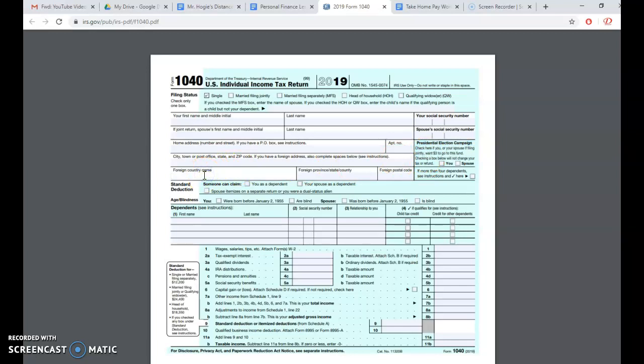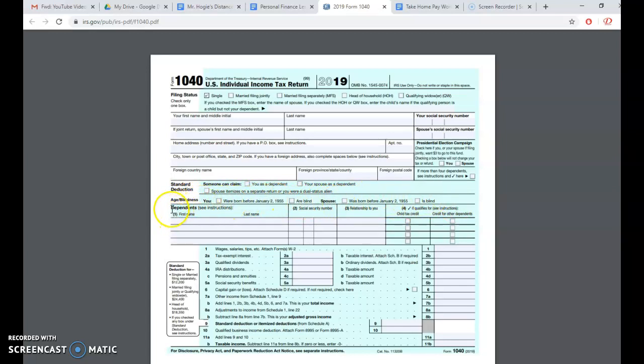Foreign country name, foreign province, state. This would be if you were from out of the country working on a visa. Standard deduction is the next section here. Someone can claim you as a dependent would mean that you have someone else paying for things like your food and other things, like the house that you live in. So you live with mom or dad or grandma or grandpa or a guardian. Then we've got the next section here, age or blindness. This is if you're elderly or if you're blind.